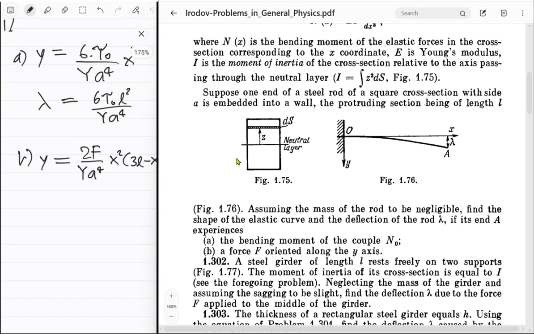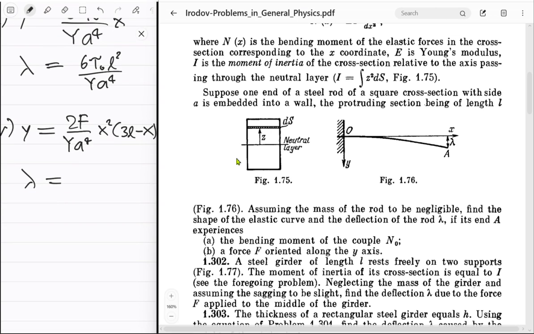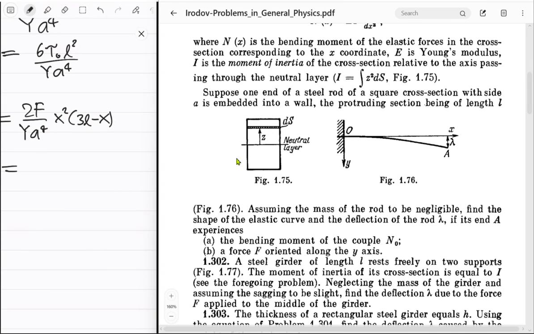Well, yeah. So you got y. What is lambda going to be? So at x is equal to L, right? Just put that in there. You will get the maximum deflection, hopefully. It's 2F upon Y a power 4, and then you got L squared times 2L. So, interesting. Something's kind of weird over there. It's like a cube. Why is there a cube over here?